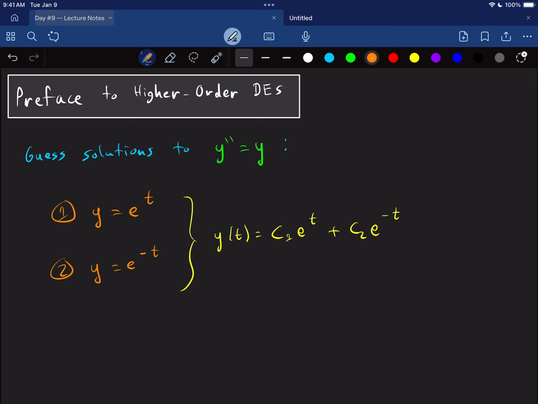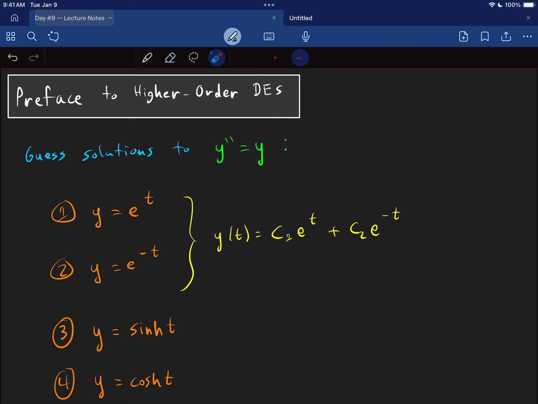But then usually what happens in class in real time, somebody says, "Oh, wait a minute. What about hyperbolic sine?" And then somebody goes, "Oh, wait, what about hyperbolic cosine?" If you take two derivatives of these, they work in this. The second derivative of sinh is sinh. The second derivative of cosh is cosh. And so I'm looking at this and going, okay, wait a minute. How do I have four answers to a second order differential equation?